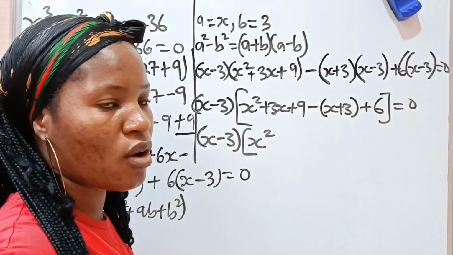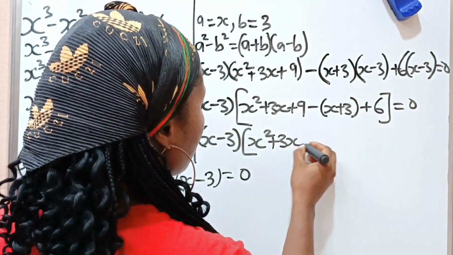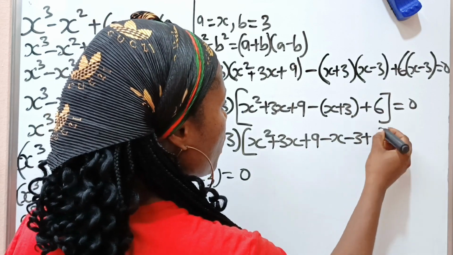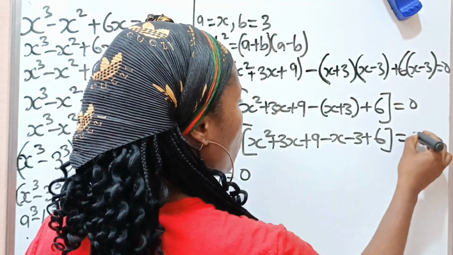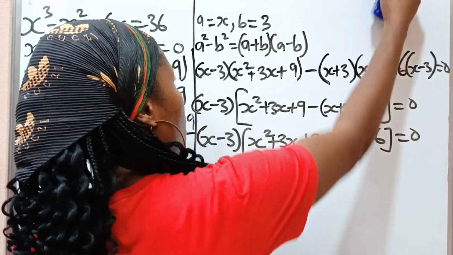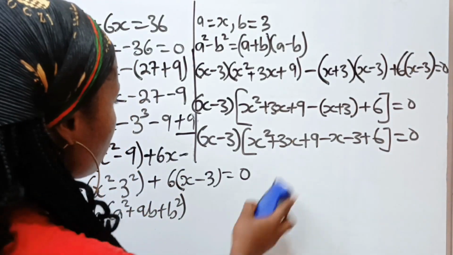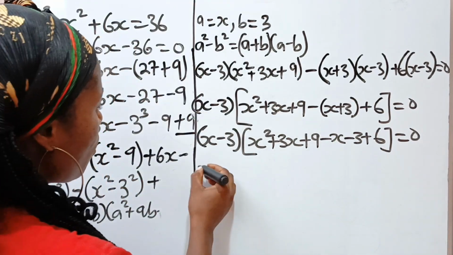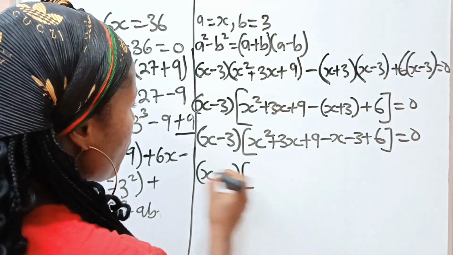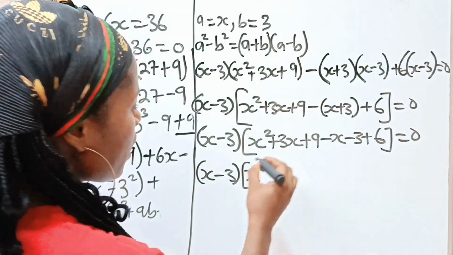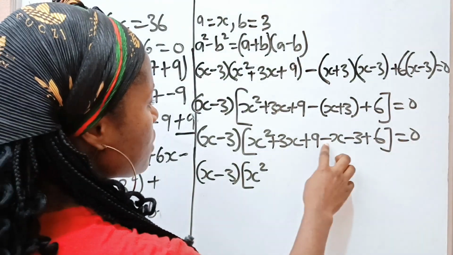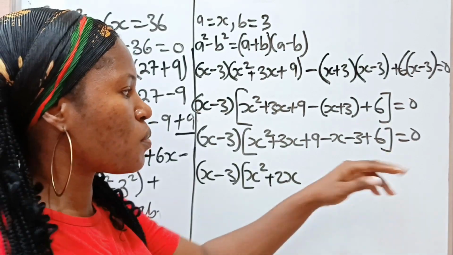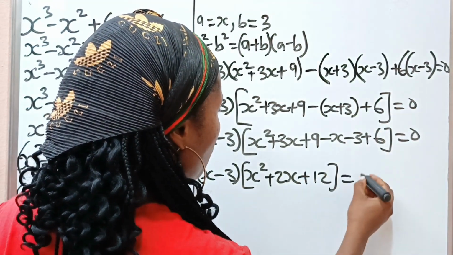Let's open the brackets and collect like terms. So we have plus 3x plus 9 minus times x is minus x, minus times plus 3 is minus 3, plus 6, is equal to 0. All right, now let's continue. So we have x minus 3, open bracket, x squared has only x squared, it doesn't have a like term. Now 3x minus x will give us plus 2x, and 9 minus 3 is 6, 6 plus 6 is 12, is equal to 0.